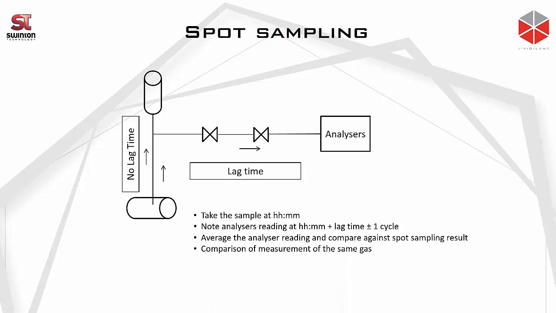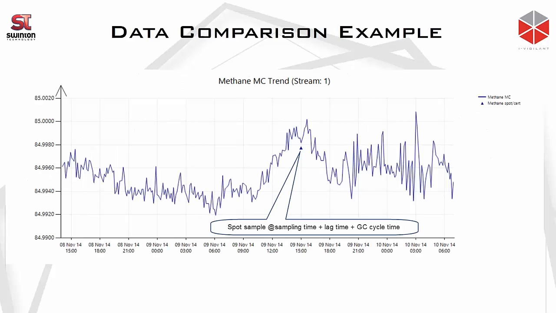So basically the result is a comparison of the measurement of the same gas, which is a reproducibility test. Now, this is an example of a very good result. Basically, we take the GC reading, which is automatically taken by a condition-based monitoring tool software, GCAS in this case. And we basically take the spot sampling, and the spot sampling is taken at a certain time. So the dot that you see here is basically the spot sampling time plus the lag time plus the GC cycle time, and then it gets compared against the GC result.